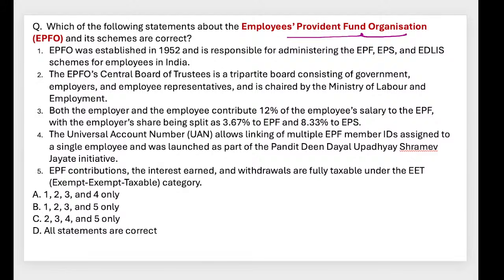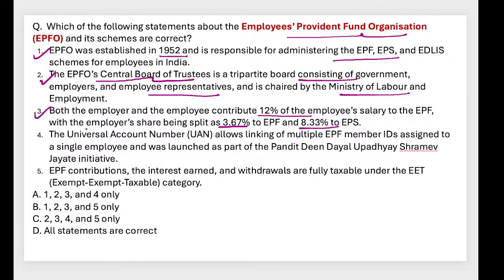The first statement: EPFO was established in 1952 and is responsible for administering the EPF, EPS and EDLI schemes for employees in India. The second statement: EPFO's Central Board of Trustees is a tripartite board consisting of government, employers and employees' representatives, and chaired by the Ministry of Labour and Employment, that is also true. Third statement: both employer and employee contribute 12% of the employee's salary to the EPF, and the employer's share is split between 3.67% to EPF and 8.33% to EPS. So that is also correct.